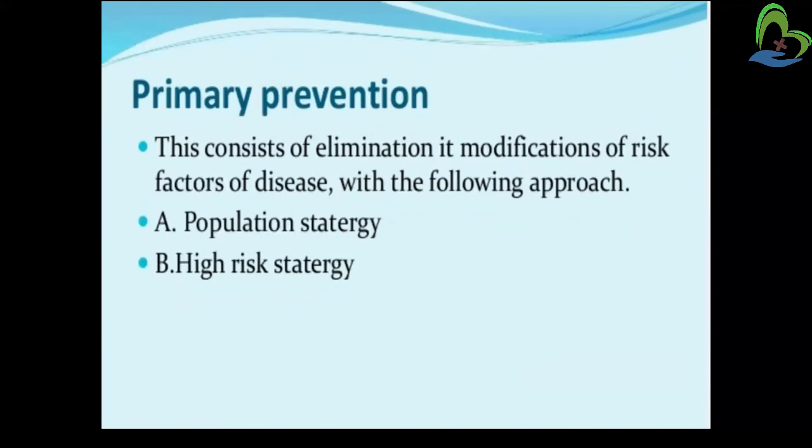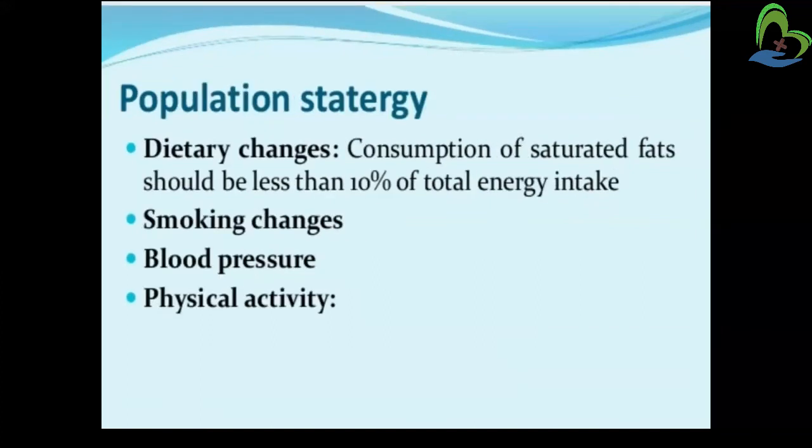Then what is primary prevention? This consists of elimination or modification of risk factors of disease, with the following approach. Mainly in primary prevention there are two strategies. First is the population strategy and second is the high risk strategy. As per the name, population strategy means we have to follow it in the whole population. And high risk strategy means we only target the population which is at high risk.